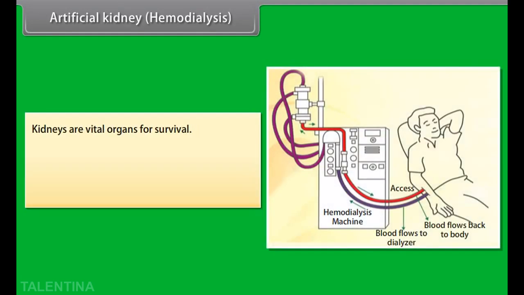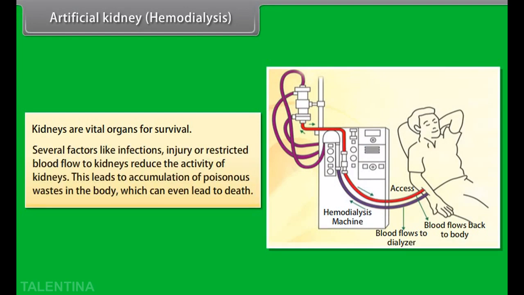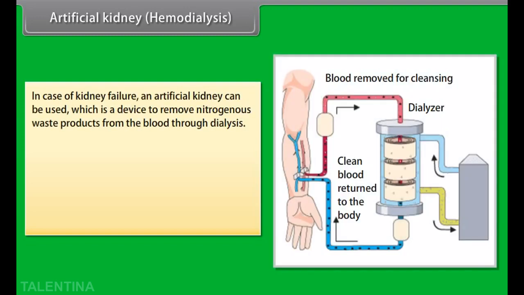Artificial kidney. Hemodialysis. Kidneys are vital organs for survival. Several factors like infections, injury, or restricted blood flow to kidneys reduce the activity of kidneys. This leads to accumulation of poisonous wastes in the body, which can even lead to death. In case of kidney failure, an artificial kidney can be used, which is a device to remove nitrogenous waste products from the blood through dialysis.